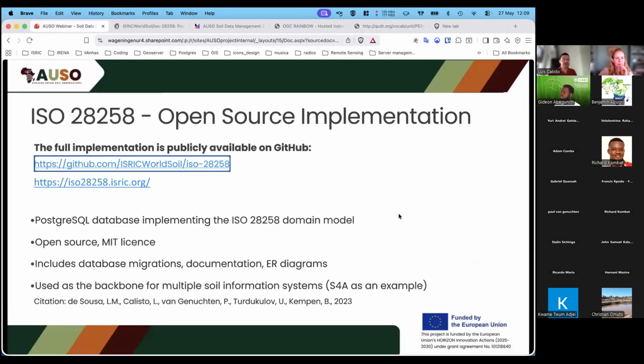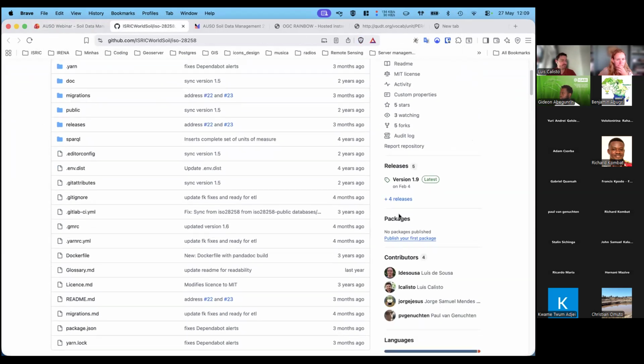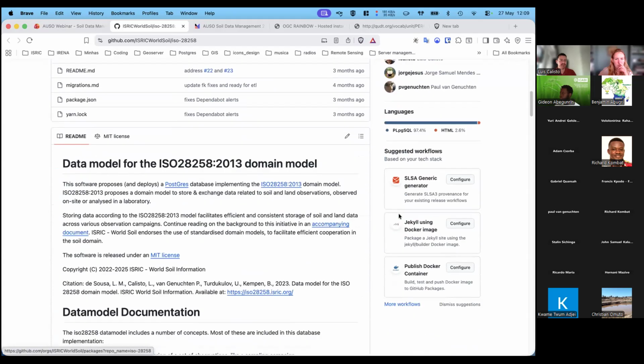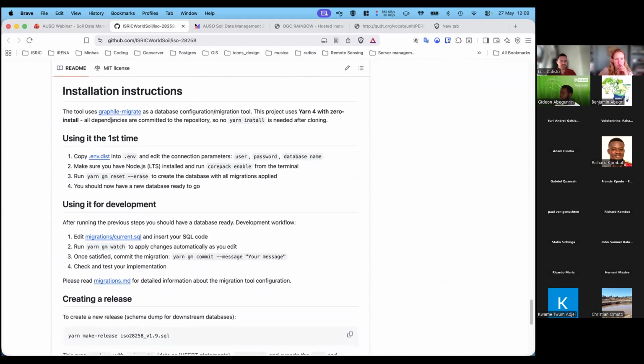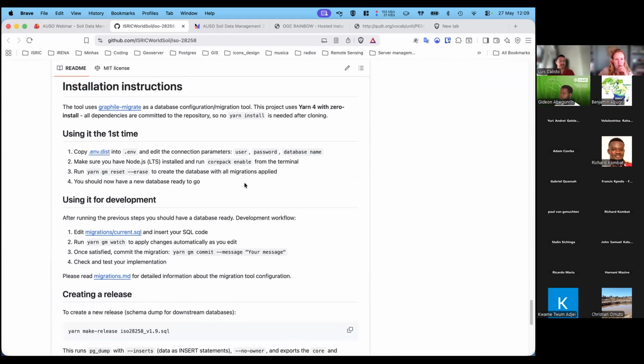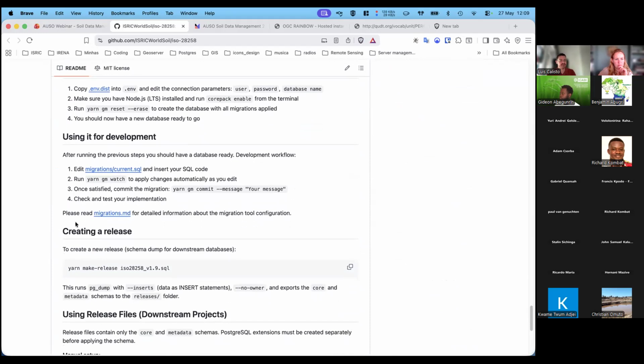The link is on the slides, and it's actually on GitHub. If you search for ISRIC World Soil on GitHub, you'll find it. I'm not going to say exactly how you launch it internally, so your database administrator just needs to follow the steps that are here. Basically, it's 4 steps, and you have a database in Postgres. The goal of this presentation is not to teach how to install Postgres, but just follow the documentation and everything is there.